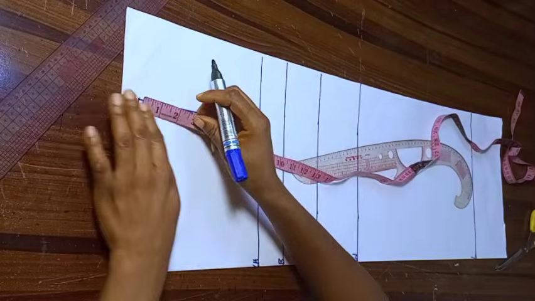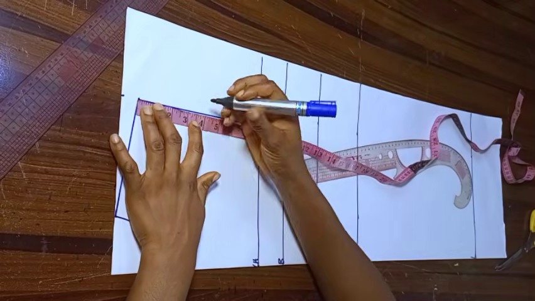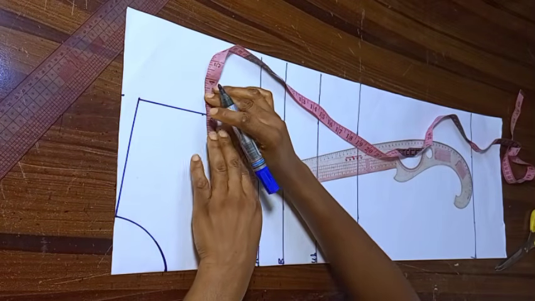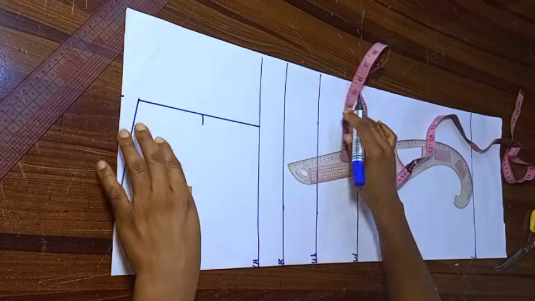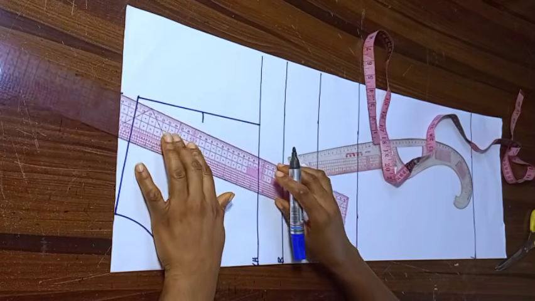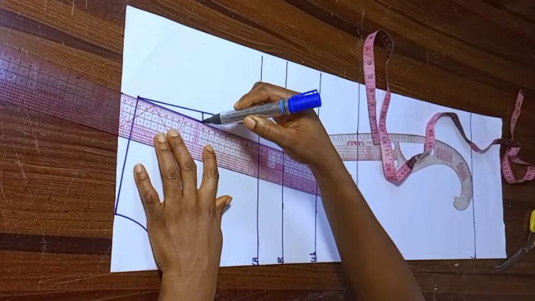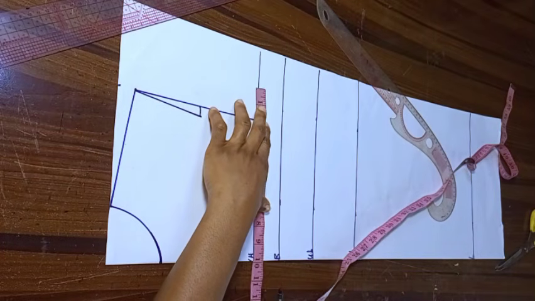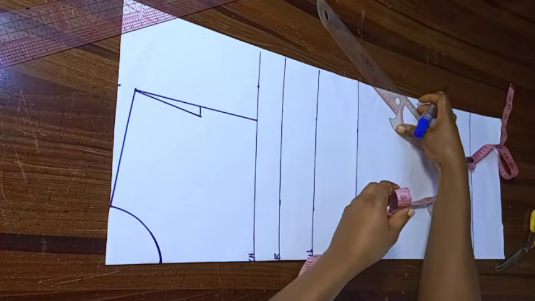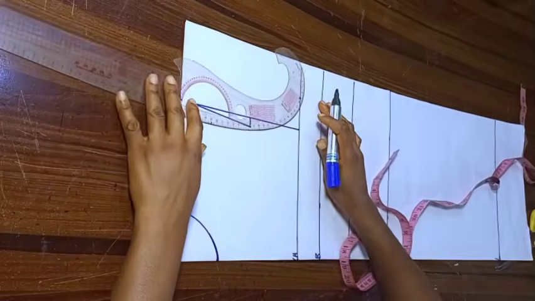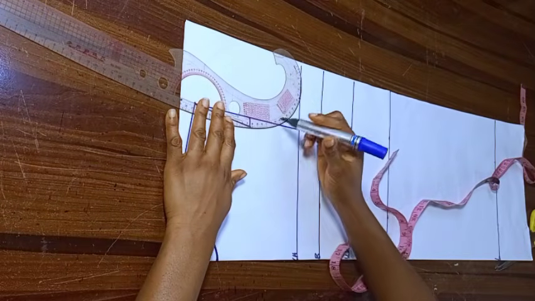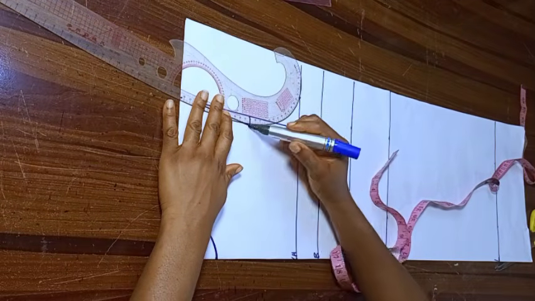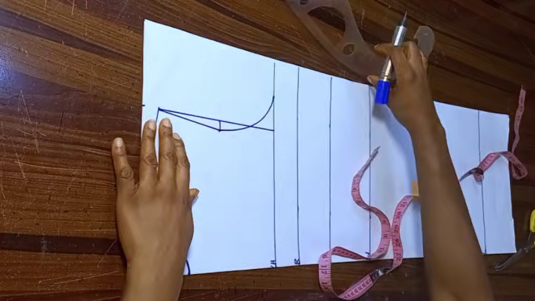So next, I'll go ahead and divide my armhole into 2. I'll get the midpoint. From the midpoint, I'll come in by 0.5, and then I'll connect it to the upper part this way. Next, I'll divide my bust circumference by 4 and mark it down. Then I use my curve ruler to connect it this way. And this is what I have, okay?